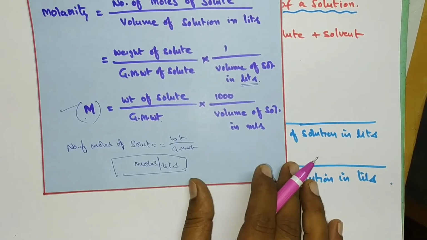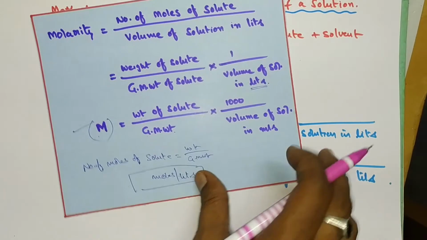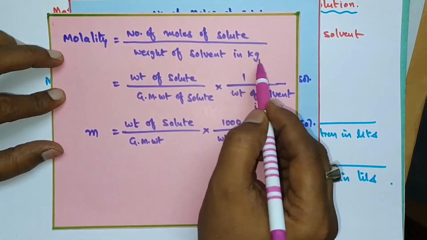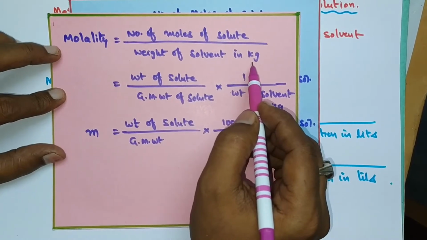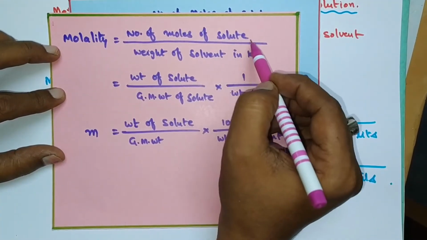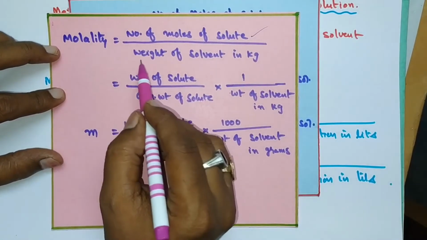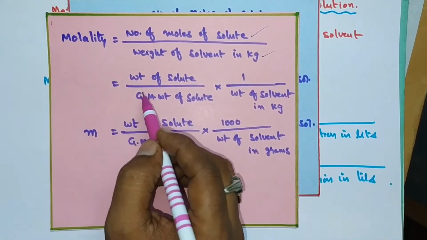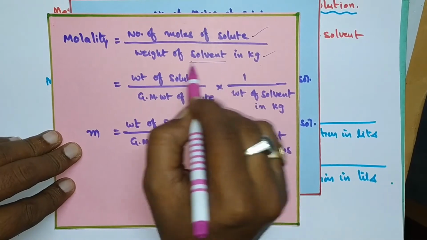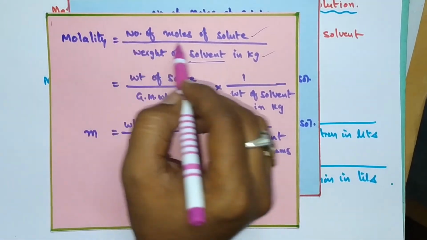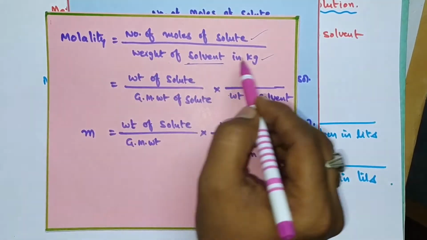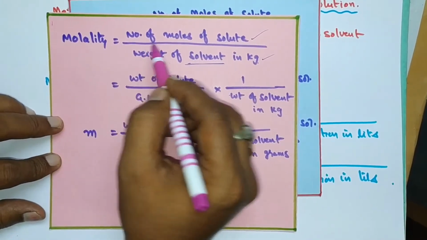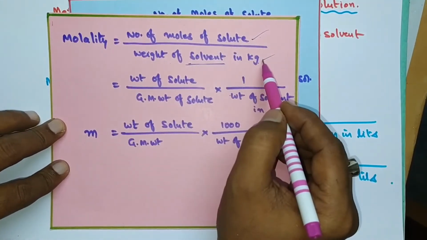And next one, molality. Molality means the number of moles of solute present in 1 kg of solvent. Here the quantity of solute is expressed in terms of number of moles, and here we should consider the quantity of solvent only. So the number of moles of solute present in 1 kg of solvent is the definition of molality.